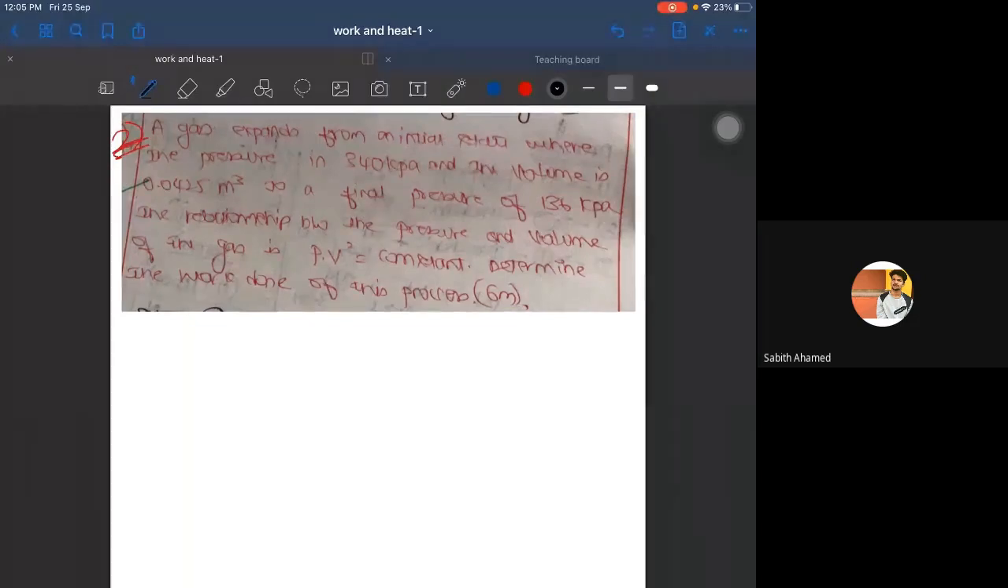Now, whatever might be the problems on the work done, first you have to decide which process it is. Okay, which process it is. Based on that particular thing, you can carry on to the PV diagram, formulas and all. Okay.